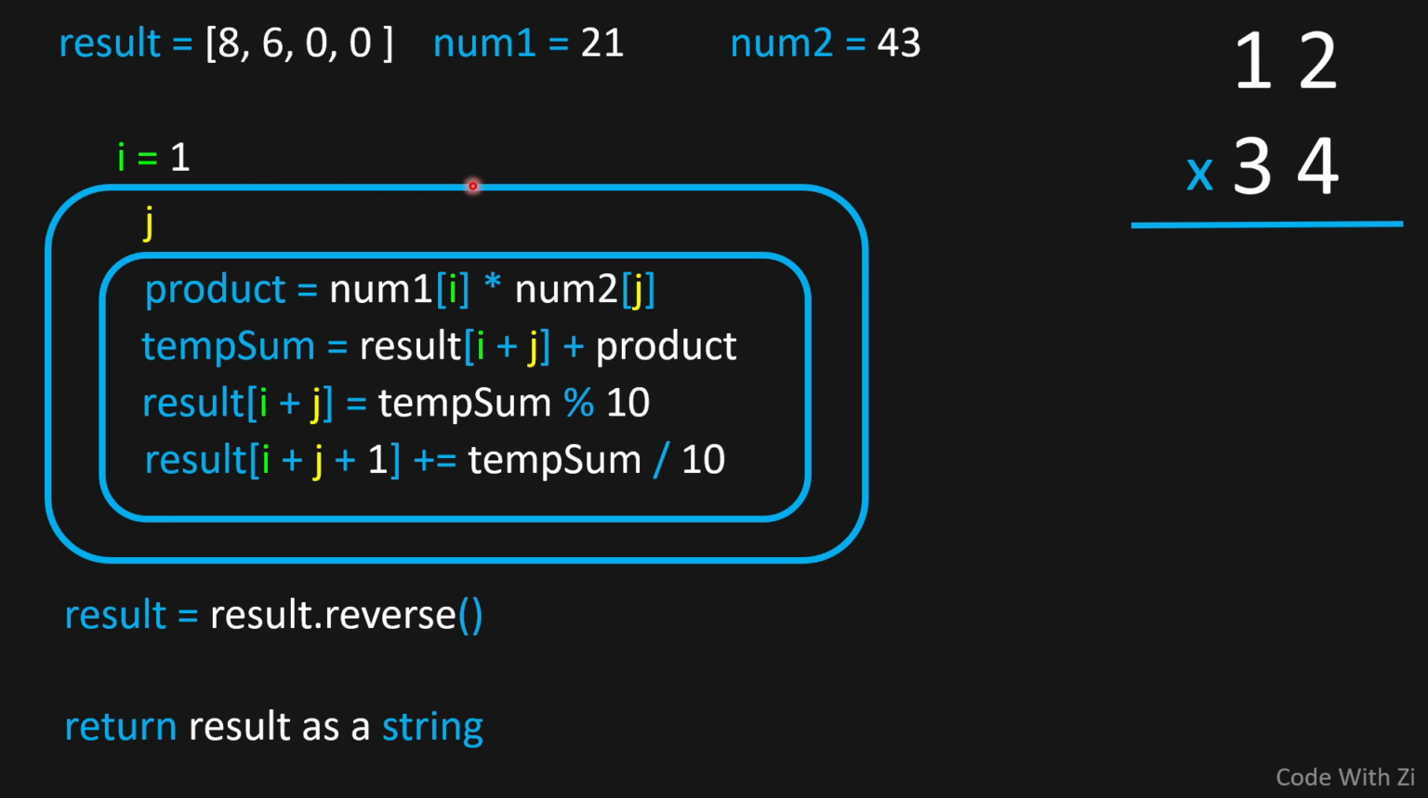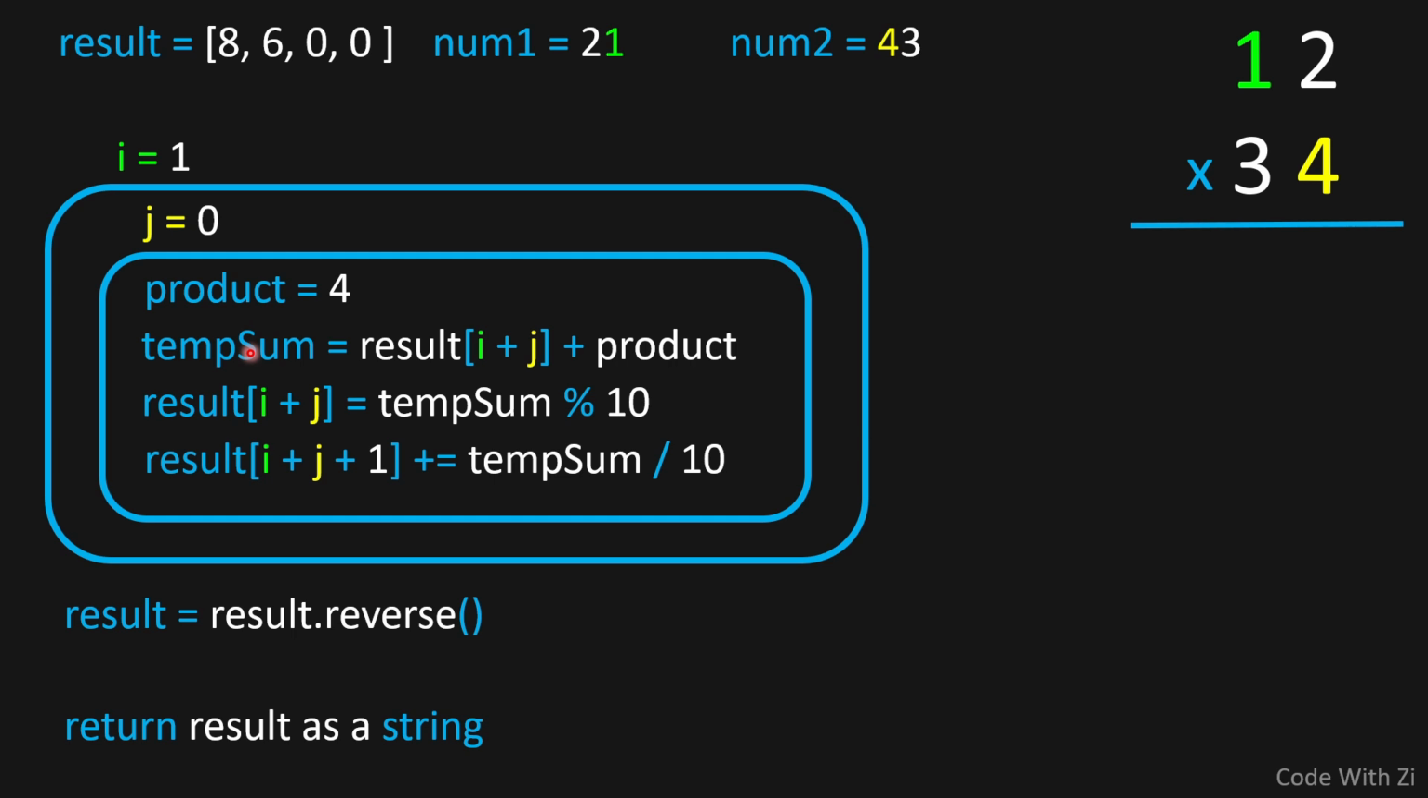This time, i is pointing to the number with the index of 1, so it's going to be pointing to this number here, as you can see. And we're going to initialize j again to 0 because we're going to repeat this loop, and j is going to be pointing to this number here. So i is going to be 1 and j is going to be 0, and they're pointing to these numbers here respectively. So we're going to have 1 multiplied by 4, and that's going to give us 4.